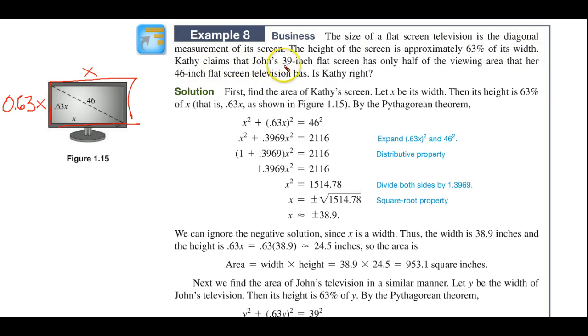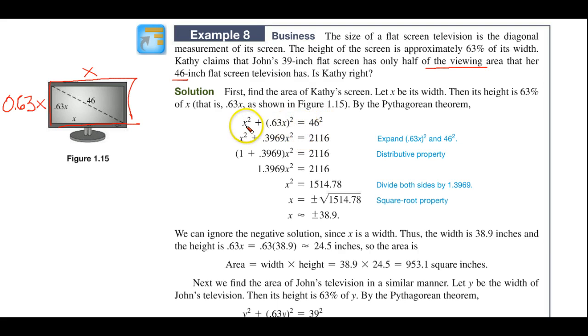Kathy claims that John's 39-inch flat screen has only half of the viewing area that her 46-inch flat screen television has. Is Kathy right? Well, to figure this out, we have to use the Pythagorean theorem to find what is this x value over here. What is the length, and then what is the diagonal of the screen, and compare them.